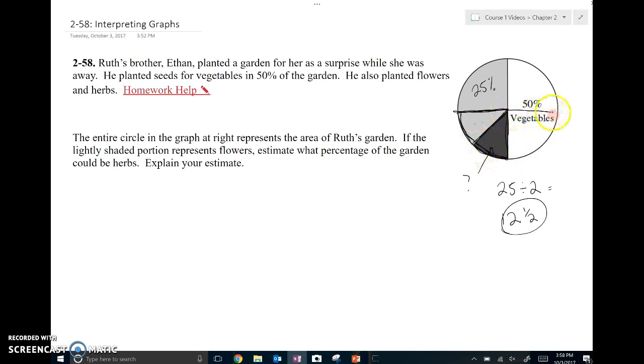If I cut the graph into quarters, into 25% pieces, it looks like the section of herbs is half of a 25, which would be 12.5%.